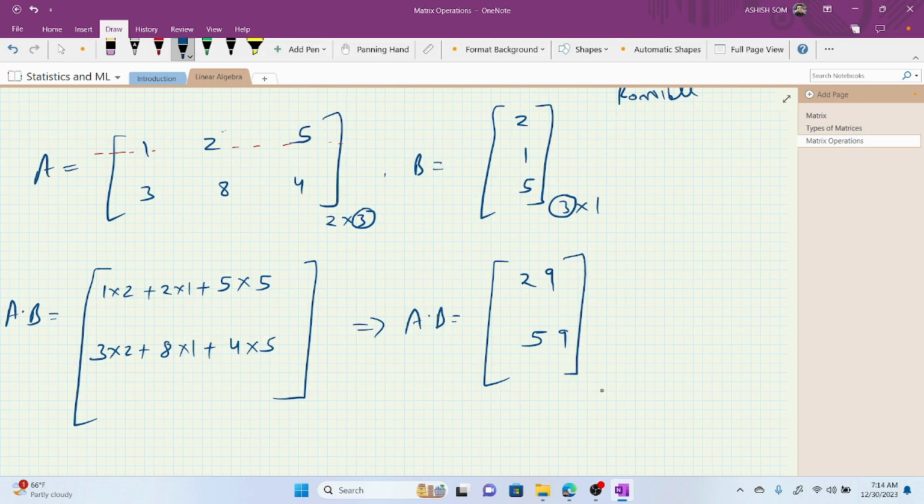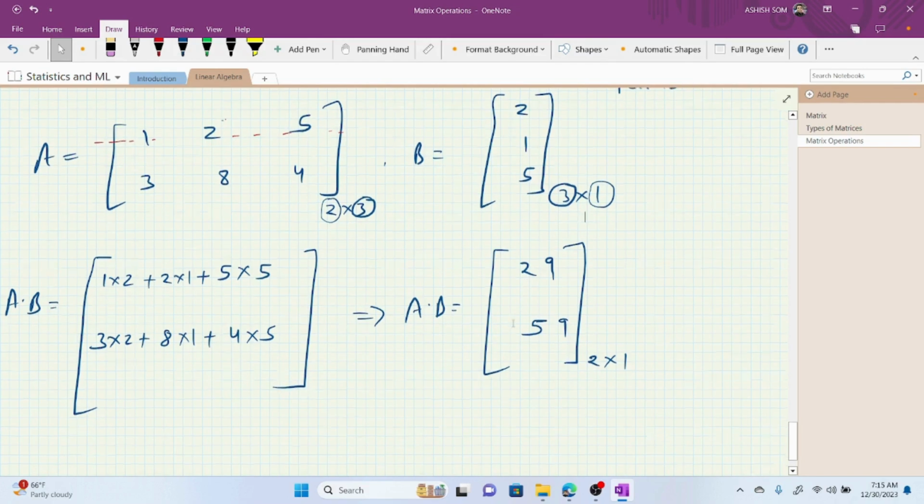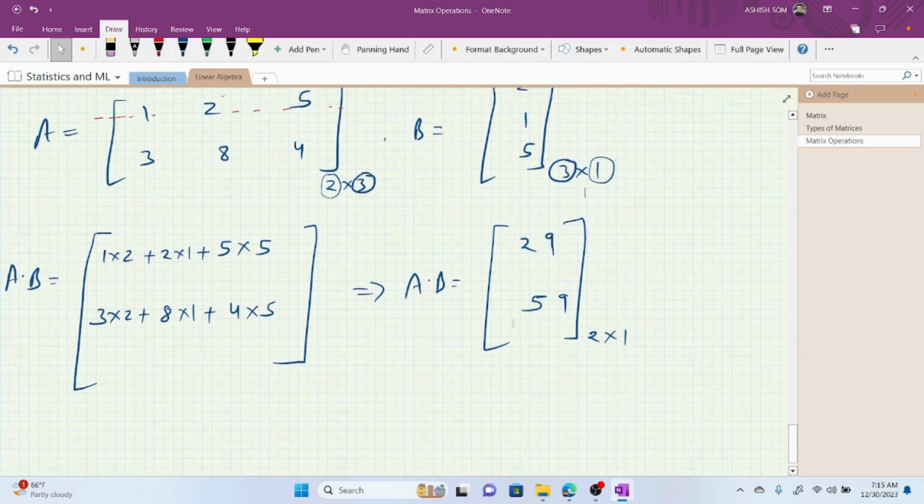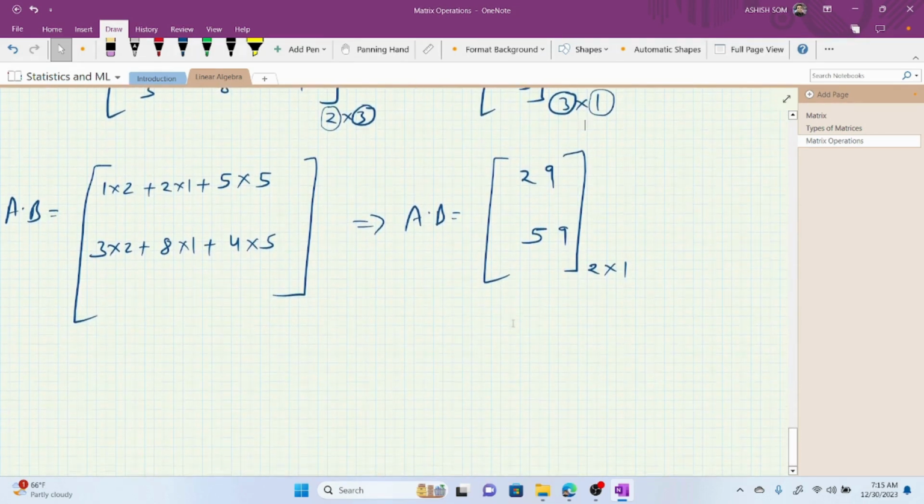So the resultant matrix is of 2 rows and 1 column. The resultant matrix is always such that from the first matrix we have to take the rows and from the second matrix we have to take the columns. Of this shape we are going to get the resultant matrix. This is how we do the dot product. We can have one more example where we have more rows or columns. Let's try it out.